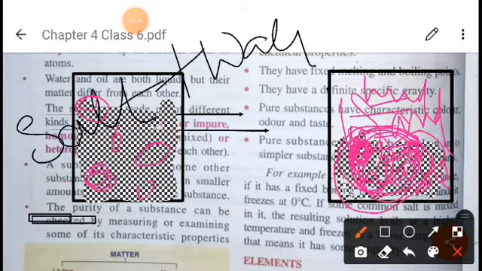So this type of mixture is called a heterogeneous mixture, and a mixture in which the constituents are uniformly distributed is called a homogeneous mixture. Okay, I hope you have understood what is heterogeneous and homogeneous.